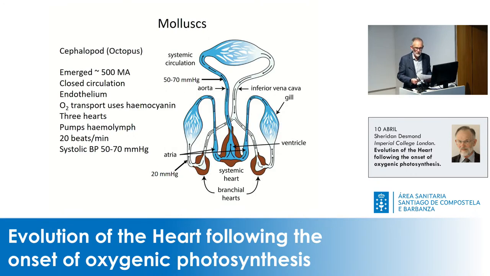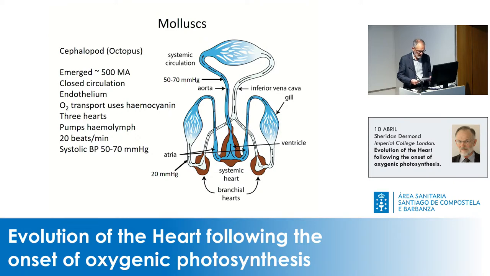Mollusks such as cephalopods or octopi have more complex bodies and they're more active than other mollusks. And to facilitate this, they have evolved more efficient hearts and circulation. They have a closed circulation and blood vessels that are lined by endothelial cells. Octopi have three hearts, a systemic heart, which consists of two atria and a single ventricle, and it generates a pressure of 50 to 70 millimeters of mercury, pumping hemolymph directly through the systemic circulation. The higher systemic pressure drives more efficient tissue perfusion and gas exchange, which matches their higher energy needs.